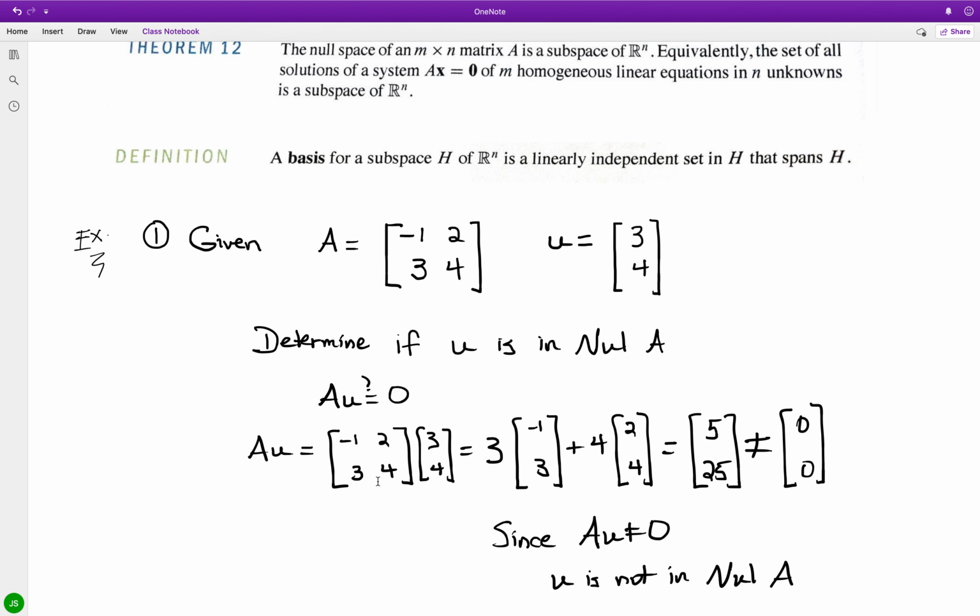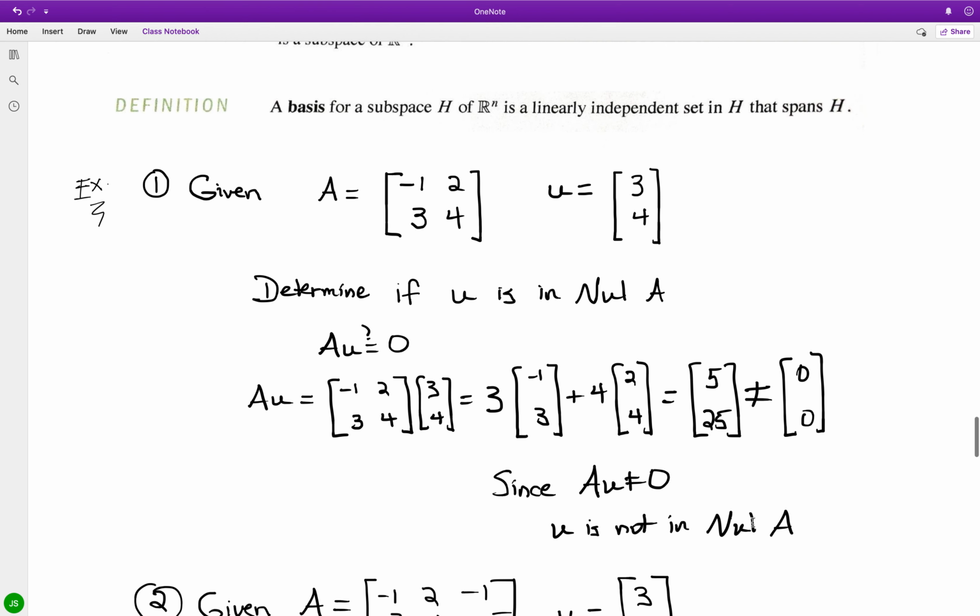So if I multiply A and u together, treating the elements from u almost like weights, you have 3 times the first column from A plus 4 times the second column from A. What happens here is that we have negative 3 plus 8 is 5, 9 plus 16 is 25, which is non-zero in value. So in this particular case, because the product does not equal 0, u is not in the null space of A.